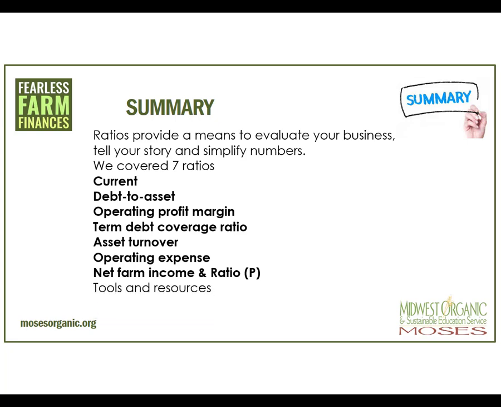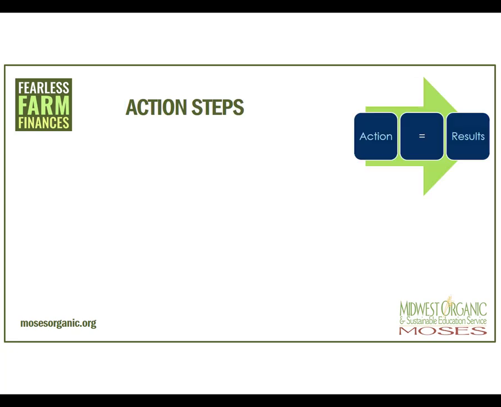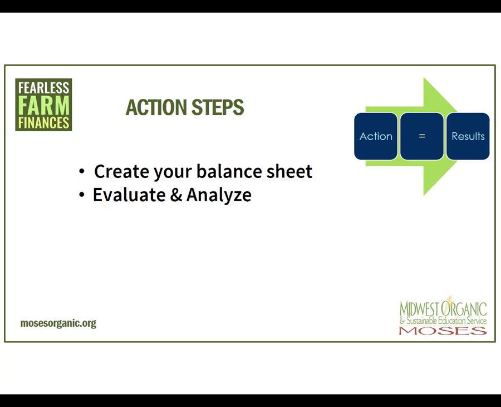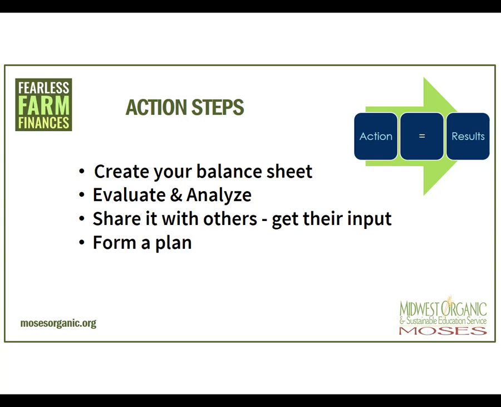There are also some tools and resources, and I'll actually get to that in just a moment here. I provided some of them for you already, and I'm going to mention a couple others. Some action steps for you to do. Create your balance sheet and make sure that it's accurate. Evaluate and analyze it and look at, wow, what's my current ratio? That's a really easy and simple one to get from your balance sheet. And then obviously your debt to asset ratio. Share it with others, get their input, and then form a plan and keep it simple.